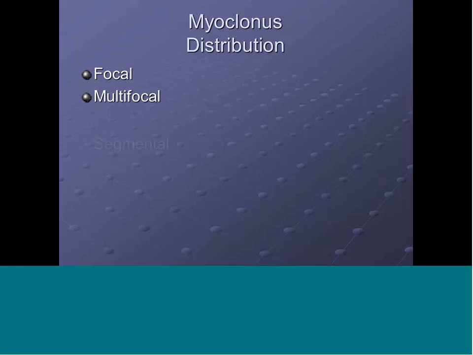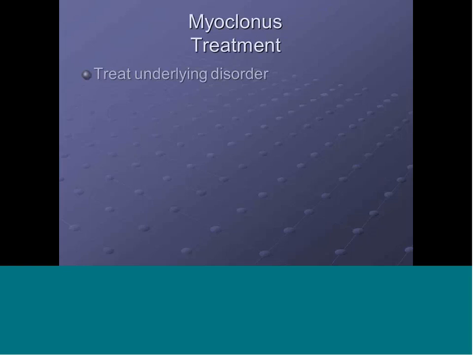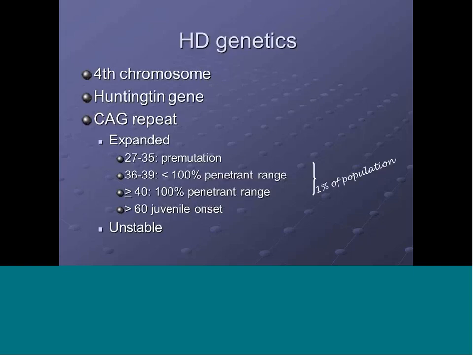As far as distribution, myoclonus can be focal, limited to one area of the body, multifocal, segmental, or generalized. Treatment is basically to treat the underlying condition. Mostly metabolic conditions will cause myoclonus. So Depakote or valproic acid, levetiracetam, clonazepam, piracetam, benzodiazepines, and phenobarbital are all used for myoclonus.